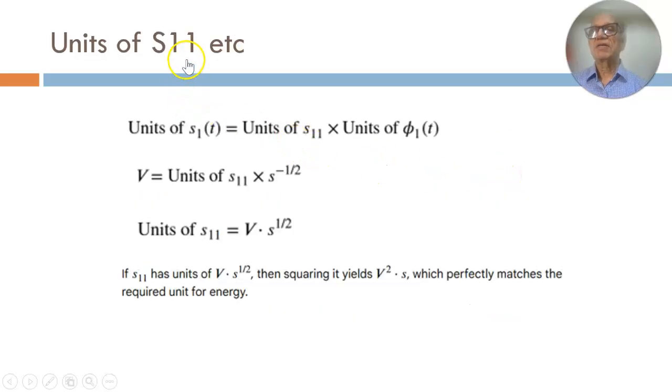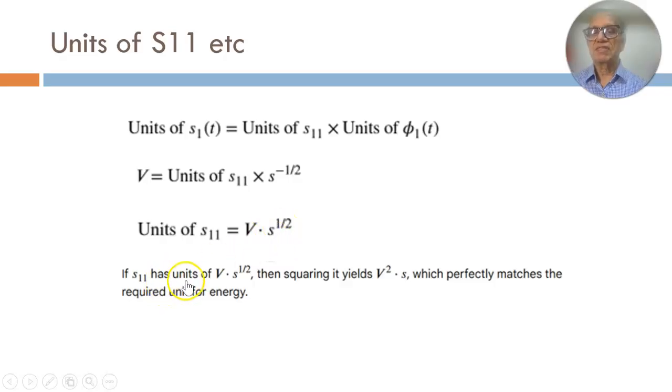Similarly, let's calculate the units of the coefficients. So units of S1(t) will be units of S11 into units of phi 1(t). Now let's say S1(t) is a voltage waveform. Let's assume that. So the left hand side has units of volts. Now this is units of S11, which we want to find out, multiplied by units of phi 1(t), which is s raised to minus half. Therefore units of S11 is equal to V into s raised to half.